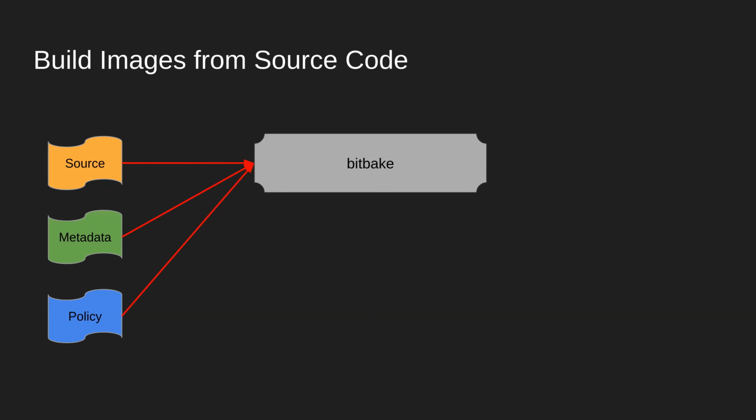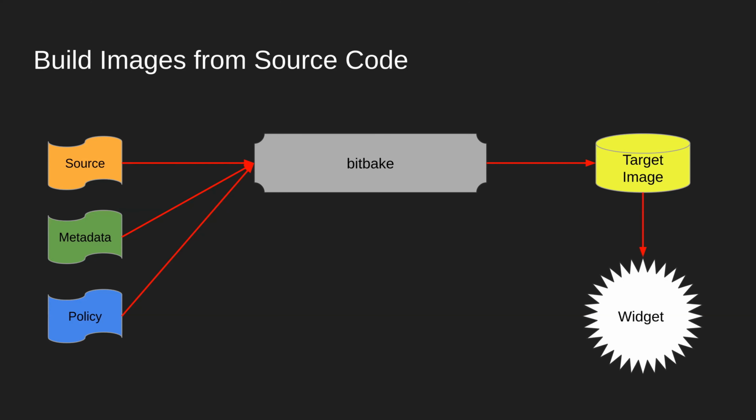So you chuck all of this stuff into this magical tool called BitBake, and it spits out this thing that we call a target image. And then we take that target image and we put it onto our widget and profit, or whatever it is you're trying to do with it.